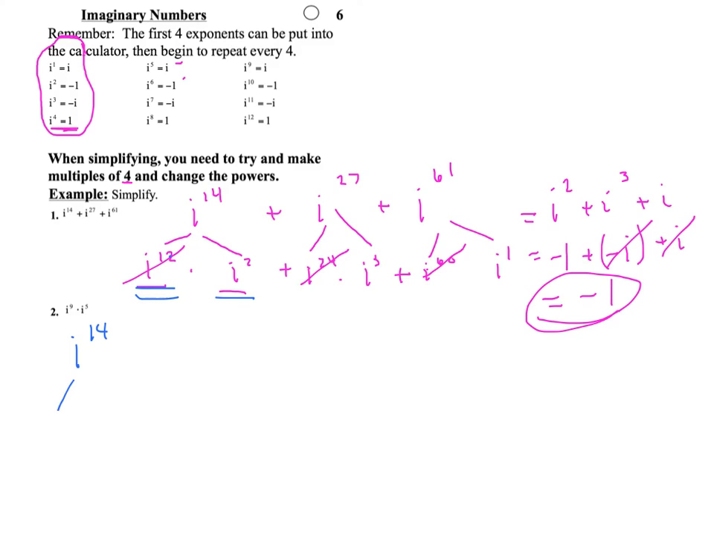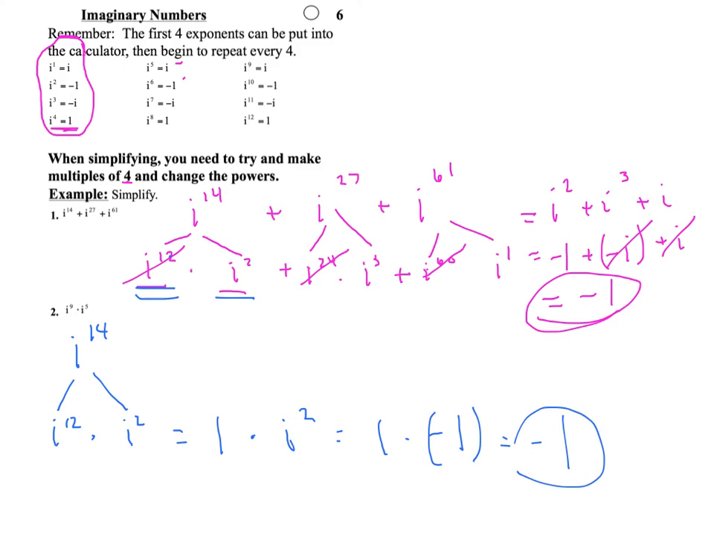I want to break it up into powers of 4. So i to the 12th times i to the 2nd. So i to the 12th is going to equal 1. Times i to the 2nd, I know, is -1. So 1 times -1 is going to give me -1 as an answer. They're not always -1. That just happened to be those 2 examples.